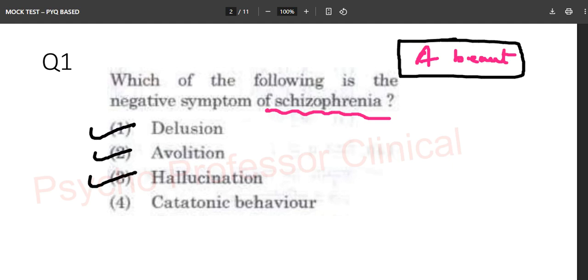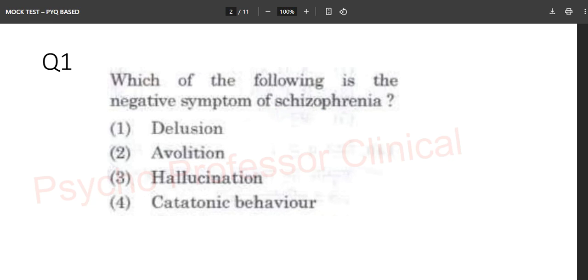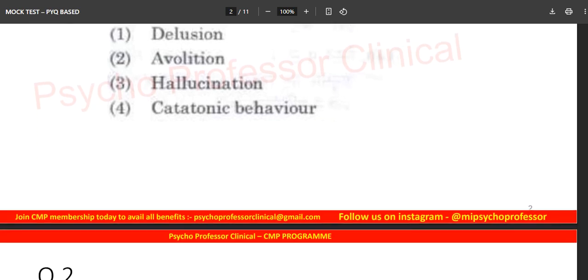Delusion, avolition, hallucination, catatonic behavior. What is the correct answer? Try to answer it. Let's move forward to the next one.